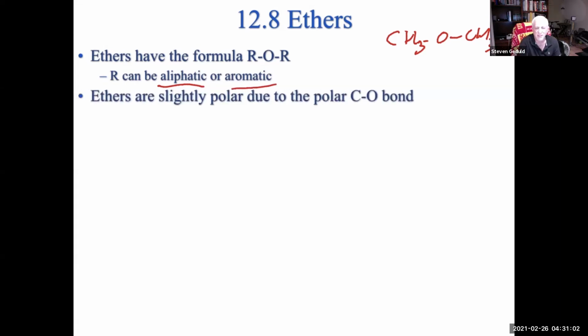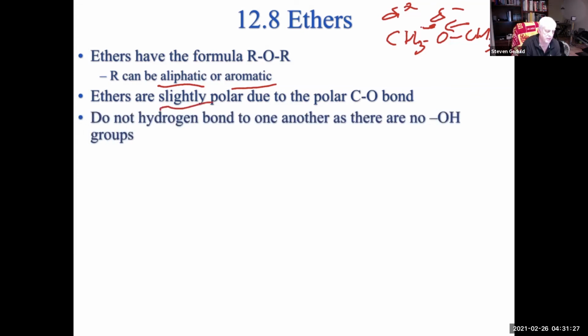Ethers are slightly polar because there's a little bit of a polar bond between carbon and oxygen. Oxygen is more electronegative, so it pulls electrons towards it and becomes a little bit negative, while the carbon becomes a little bit positive. Not as much as alcohols, carboxylic acids, or aldehydes, but a little bit, because the oxygen is trapped between two carbon groups. So they're slightly polar due to that carbon-oxygen bond. They do not hydrogen bond.